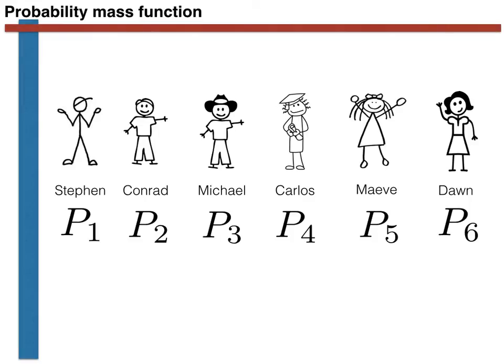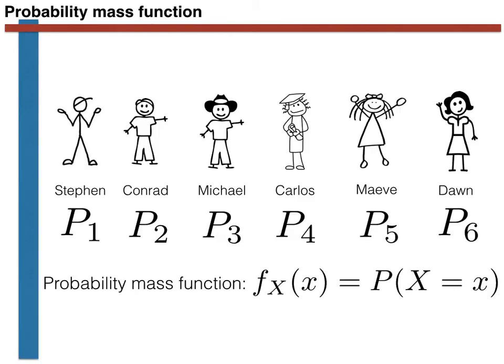We write the probability mass function for the random variable x using the symbol shown here, small f underscore capital X of x. Furthermore, the probability mass function is equal to the probability that the random variable capital X is equal to small x. For the experiment shown here, this random variable could be one of 6 values, each of which corresponds to one of the mutually exclusive outcomes that we could get from the experiment, i.e. picking Stephen, Conrad, Michael, Carlos, Maeve, or Dawn.